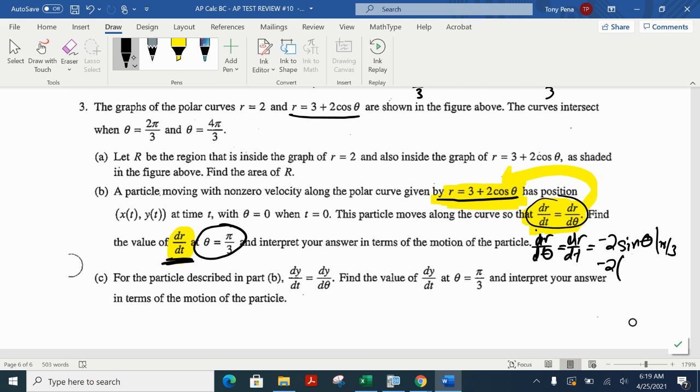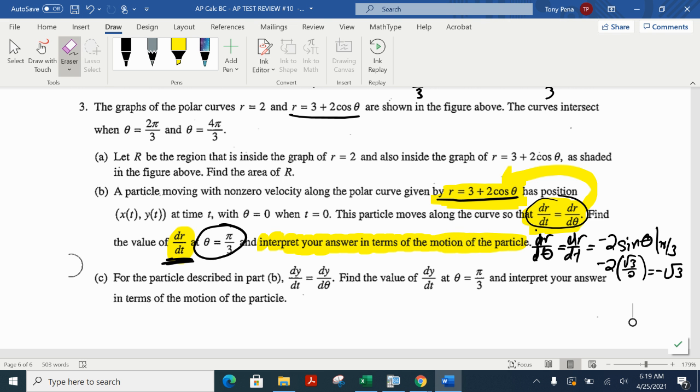The y coordinate at pi over 3 is root 3 over 2. So this would be a negative root 3. What they're then asking you to do is interpret this. Again, we've done this, so hopefully this is familiar. Hopefully we can think this through right now before I say what this is, to interpret your answer in terms of the motion of the particle.